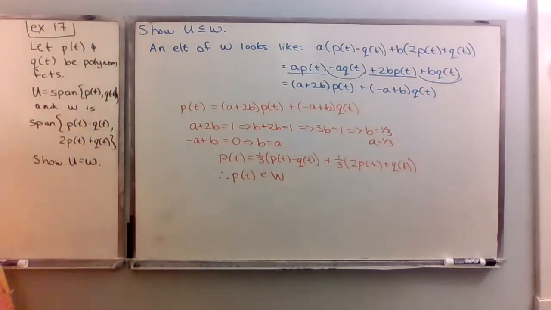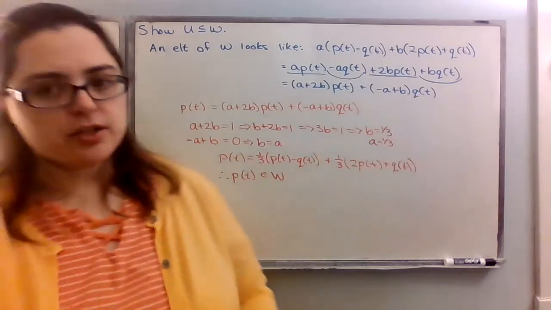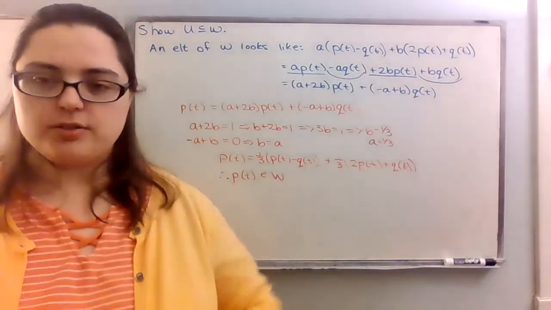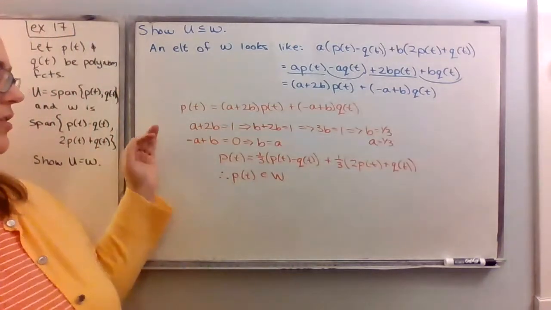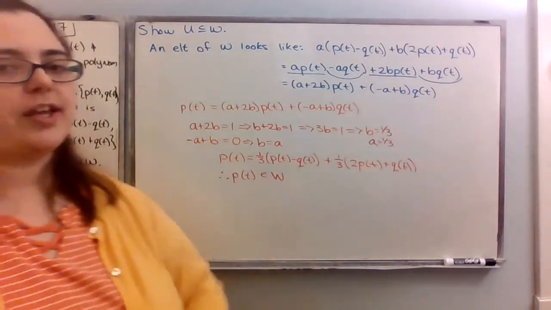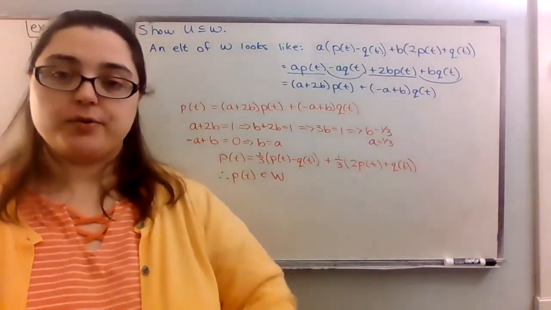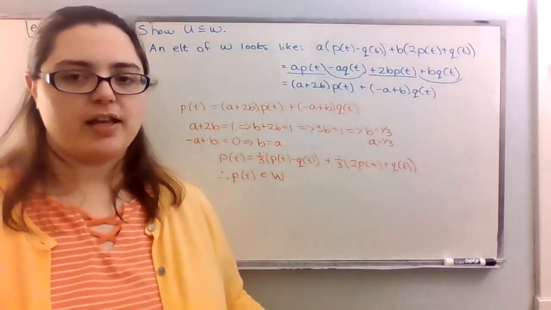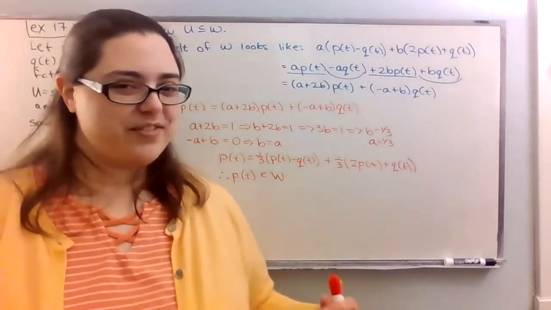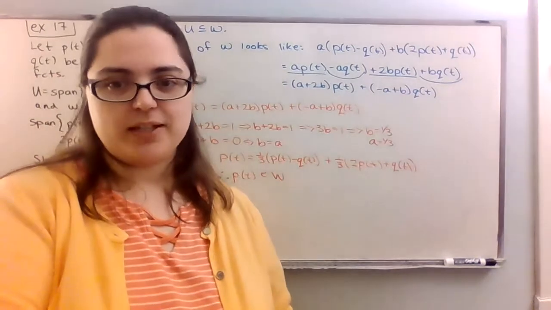So I'm going to ask you to pause the video here and try to do the same thing for Q of T. See if you can find values for A and B to show that Q of T is also in W. I'm going to work through that on my own. And then when you're done, you can unpause the video and my work will be on the board, and we can check and go through it.